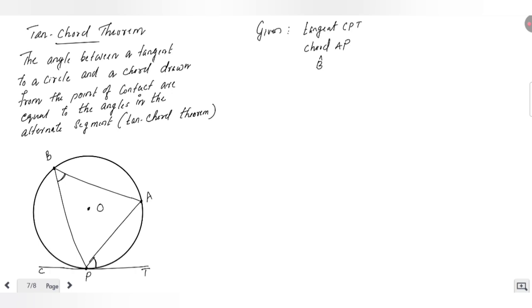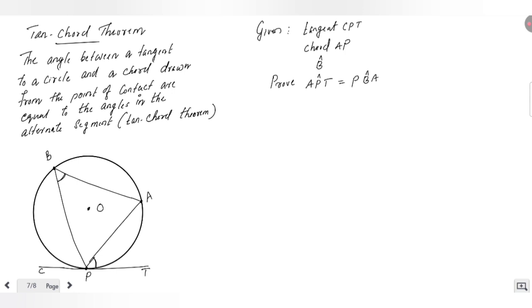So now you have to prove that. What do you want to prove? I want to prove that angle APT is equal to angle PBA. You have to prove this one. If you can prove that, then the tan-chord theorem is proven. It is a very important theorem.